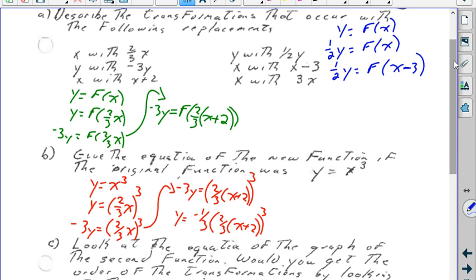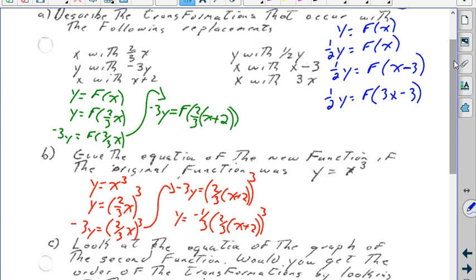And then finally replace x with 3x. Now notice this does not look like that. This, I can read directly off and get the right answer. This, I can't. I can get 2 of the 3 things correct.